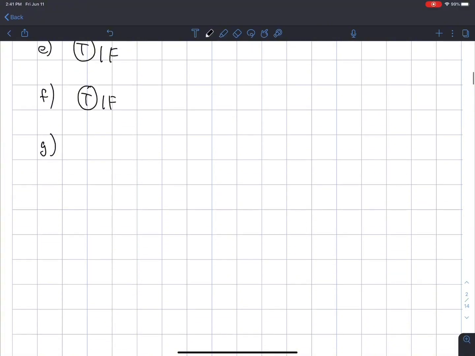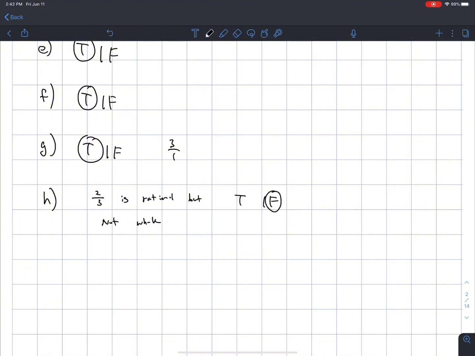Every integer can be written as a fraction, therefore every integer is a rational number. That's also true. You can put any integer over 1, like 3 over 1. Every rational number is a whole number. That would be false. The reason why it's false is because 2 over 3 is rational, but it is not a whole number. That's why this is false.